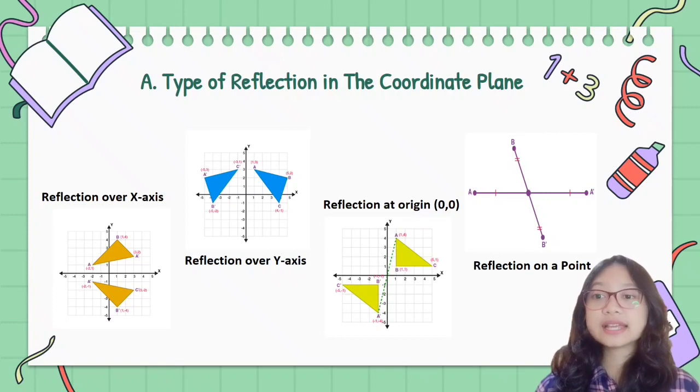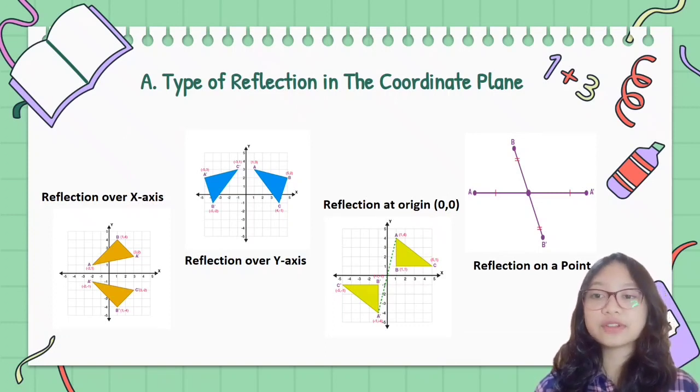The second is reflection over the y-axis. When a point is reflected across the y-axis, the y-coordinate remains the same, but the x-coordinate is transformed into its opposite sign. Therefore, the reflection of the point (x, y) across the y-axis is (-x, y).